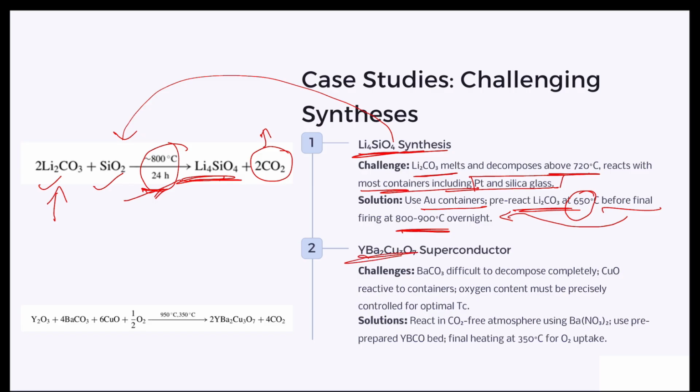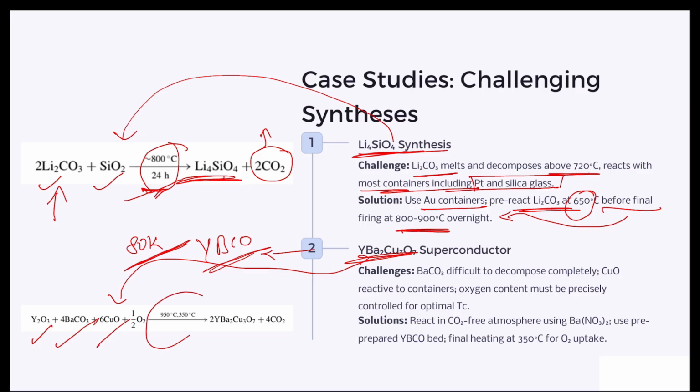Then there's one more particular class of compounds known as the YBCO. They are the superconductors at 80 Kelvin that we talked about in the starting of the PPT. For the YBCO compounds, we are going to take yttrium oxide, barium carbonate, and copper oxide, and heat them at a high temperature, but at two different temperatures. There's a reason we are using two different temperatures. We are going to study that as well.